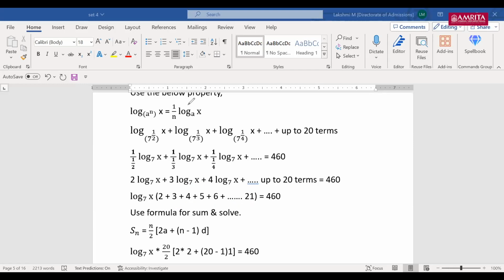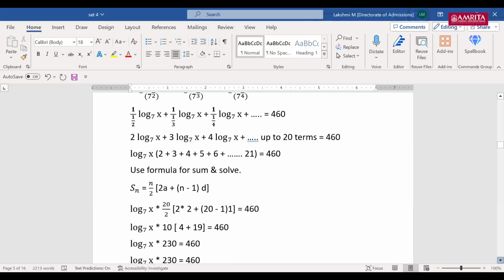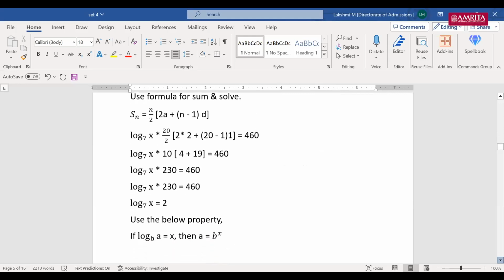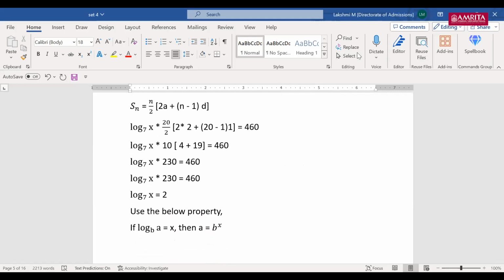Just hold on for a moment. Yes. So how will we be able to solve it? You could just substitute the values. This is the log term that's there. 20 is n, so n by 2 into, this is 4 plus 19, equal to 460. So you got log 7x equal to 2.